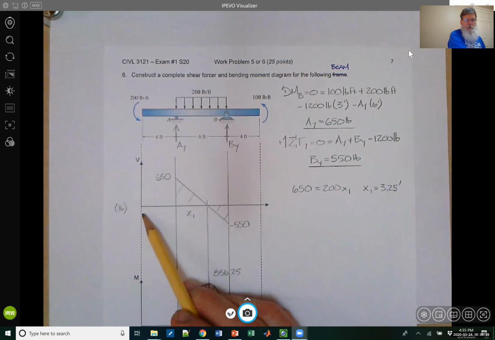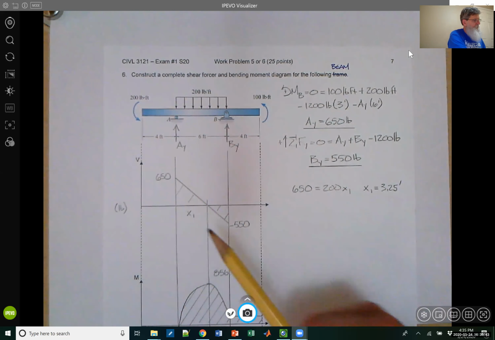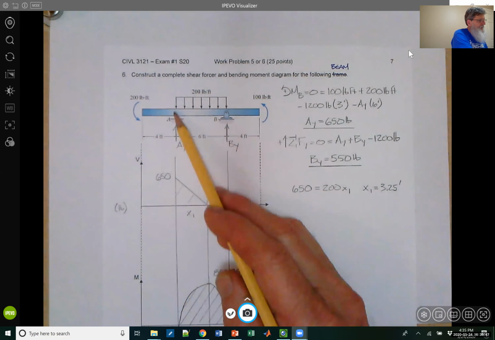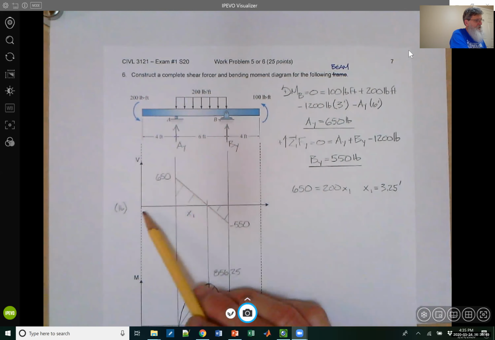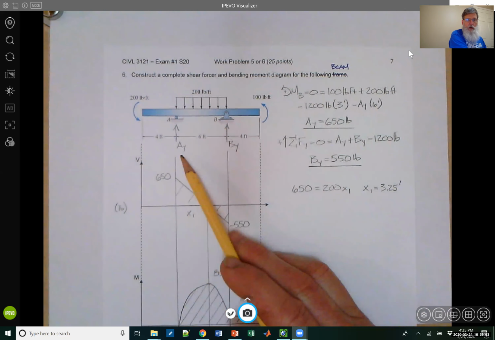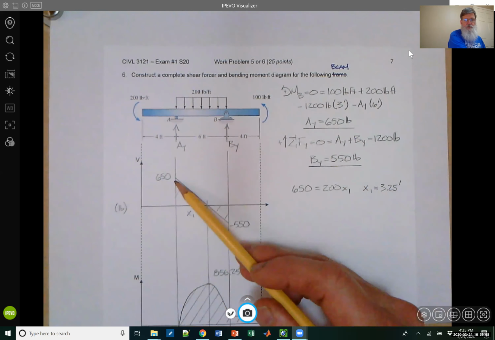So I start my diagram out at 0 shear. I got to do my work, come back to 0 shear. So starting at 0 shear, the change in shear is the area of the load curve, which is 0, so no change. Start at 0, stay at 0. Then I hit AY. AY was 650, so my shear instantaneously changes to 650, from 0 plus 650.